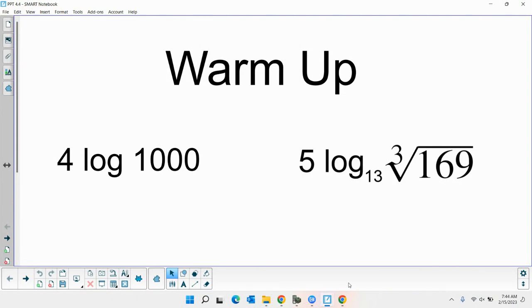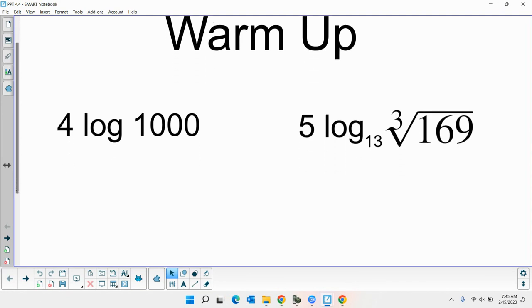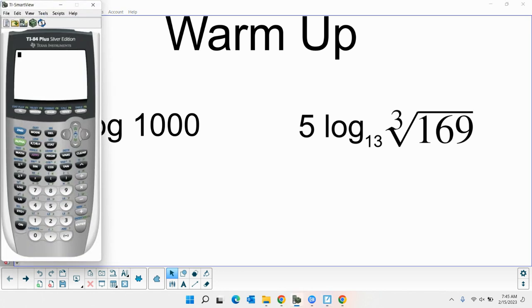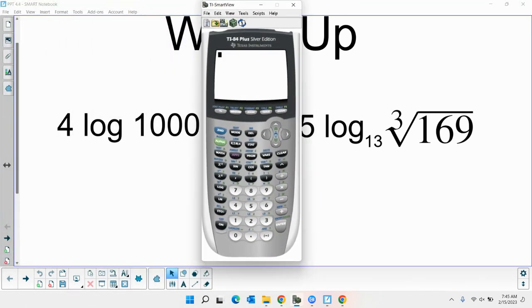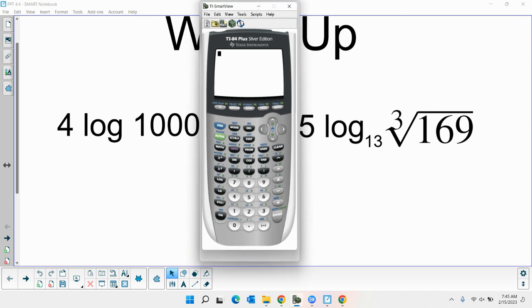All right, so yesterday I showed you how to do this without doing it mentally, right? You could do it by hand now. So who can tell me what to type in the calculator for the one on the left? I'll put it over here. I can put it right in the middle here.